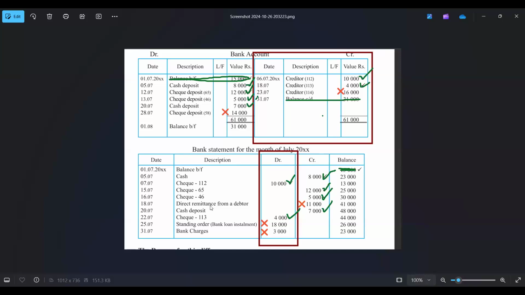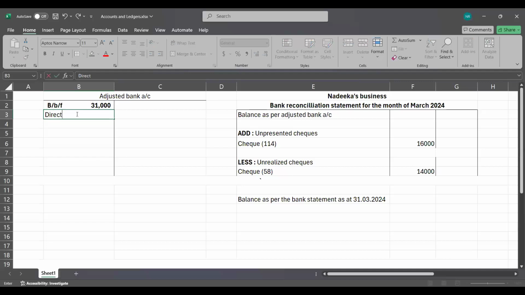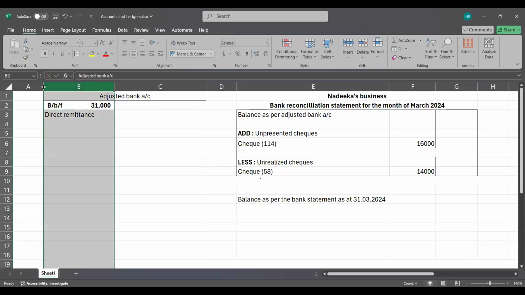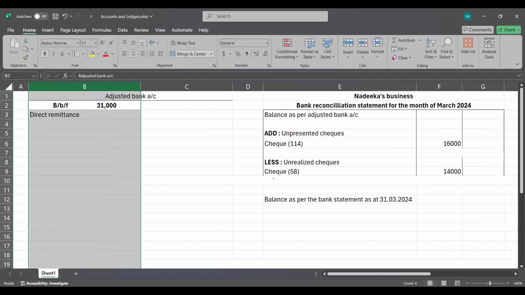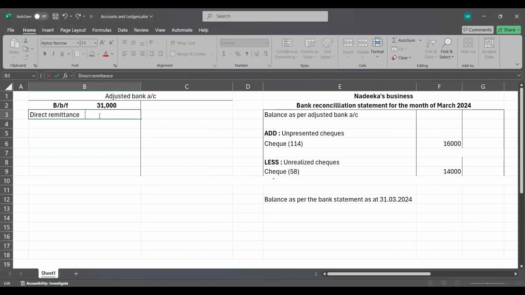So starting off with the 11,000 direct remittance from the debtors, where do we write it in our adjusted bank account? Debit or the credit side? Come on, guys. 11,000 is written, direct remittance, exactly. We write it in the debit side. Okay, direct remittance of 11,000. So we are done with recording that, and now let's move on to the next one, the debit ones.